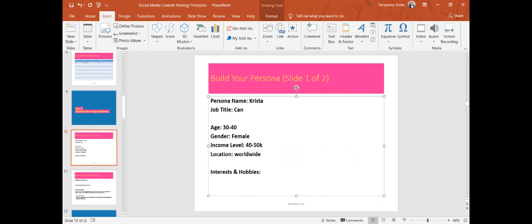What do they like to do? Are they hanging out more at the library reading? Are they at bars or at the clubs? Are they at concerts? Where can you reach these people?